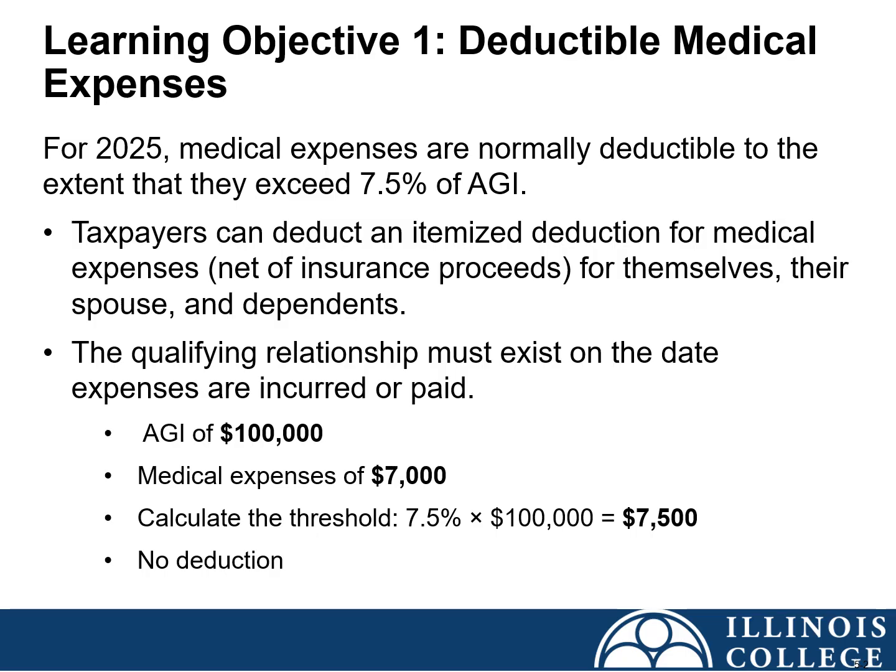Now, if we were to change it slightly, let's suppose that their medical expenses were $10,000 instead of $7,000. So we've got our $10,000 in medical expenses, and we subtract our threshold, which we calculated before, of $7,500, and we end up with a $2,500 deduction for medical expenses. So again, we're taking our total, we're first removing the threshold, and then anything that's over that threshold is what we're allowed to take as a deduction.